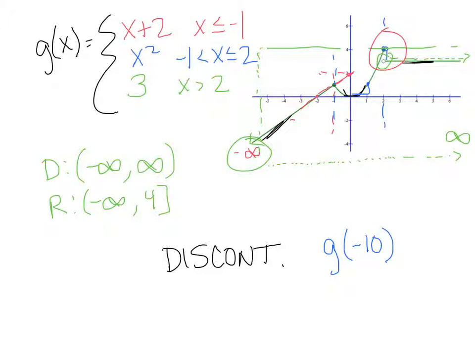If I'm finding g of negative 10, I have to go, well, which of the three rules do I look at? And in this case, negative 10 falls in that first rule, the x plus 2. So if I want to find g of negative 10, I have to plug x in there. So that's going to be negative 10 plus 2, which is negative 8. And you could probably see if you continued your line down further and further, it would be down there at negative 8.